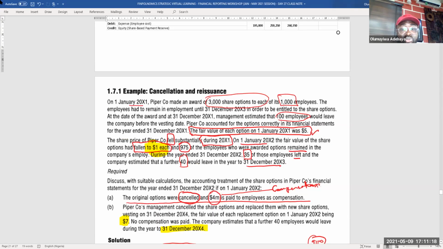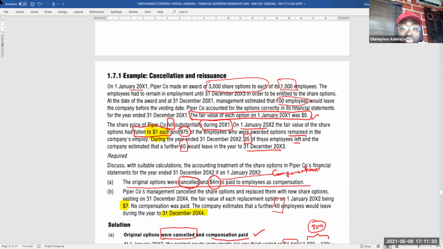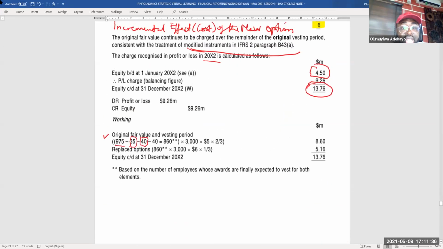35 in year 2, and in year 3, 40 is expected to leave. In year 4, which is now the extended period, another 40 is expected to leave. That is where we got that from. Okay. Now, that shows that we have 860 left. Now, 860 is expected to be existing as at the time it vests, and each one is entitled to 3,000. I remember our original fair value of the option was 5, and we are in the second year of the third year. And therefore, that is key to know.